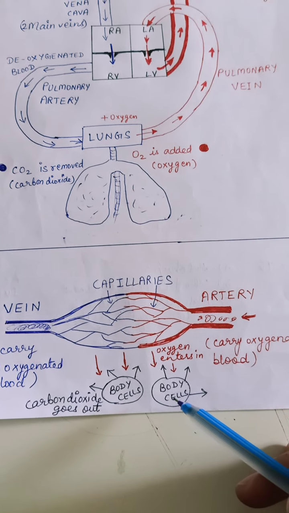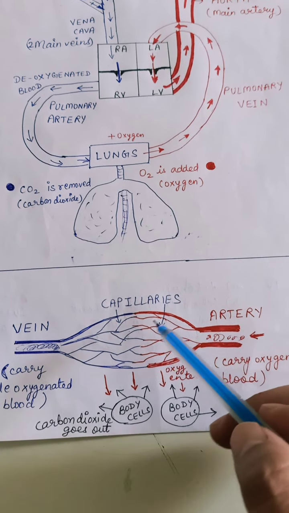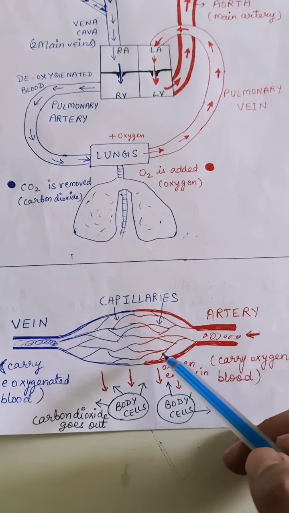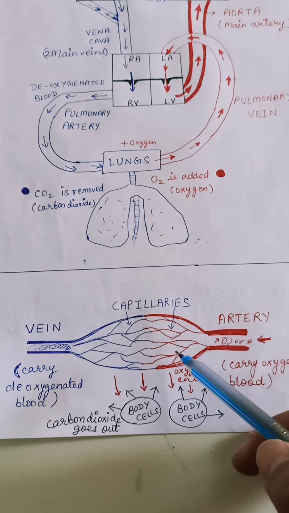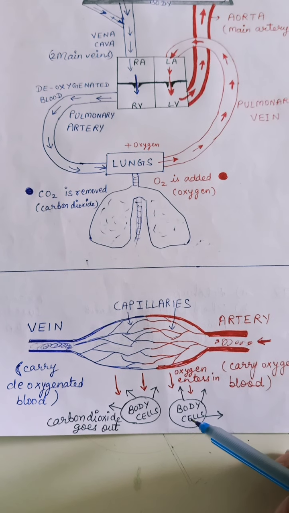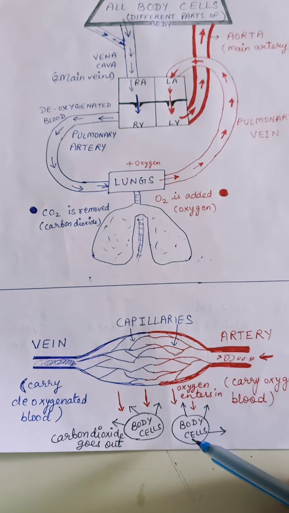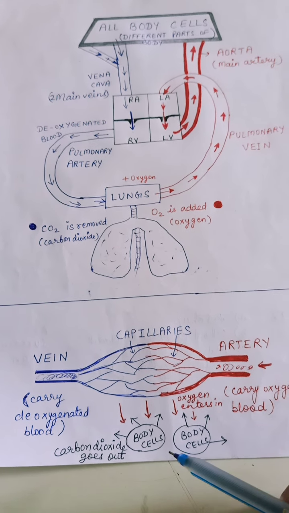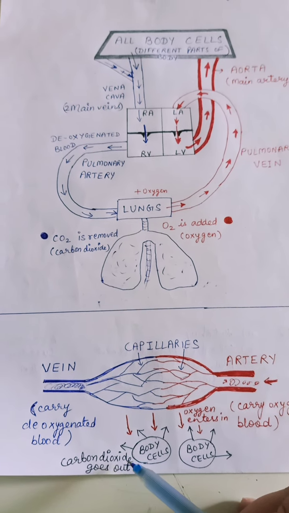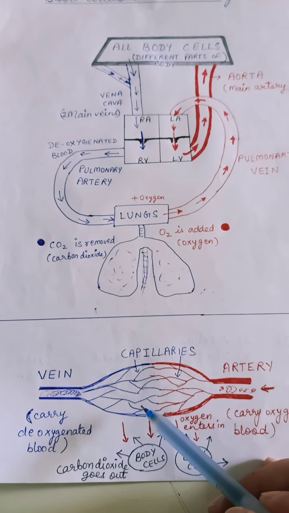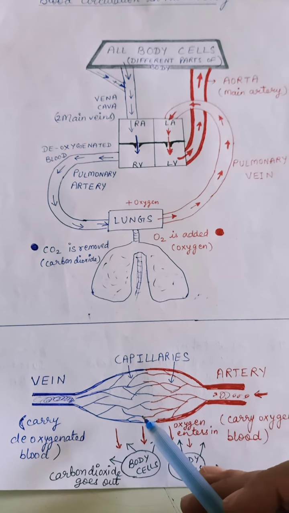How is it supplied to the body cells? When the arteries branch into capillaries, more thin and thread-like structures, these are capillaries. These capillaries bring the oxygenated blood to the body cells, and hence they are absorbed. Then body cells, again they have to function, whatever function they are doing. In this process they generate carbon dioxide. So this carbon dioxide now again enters into the bloodstream. How? With the help of capillaries again.